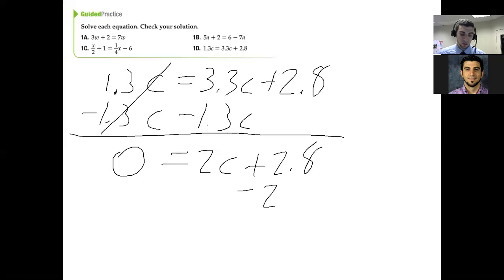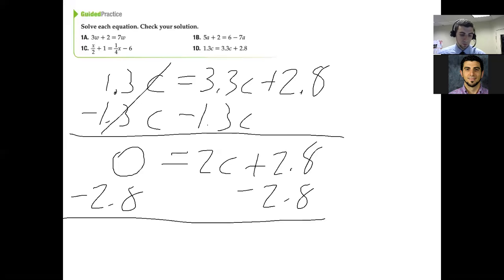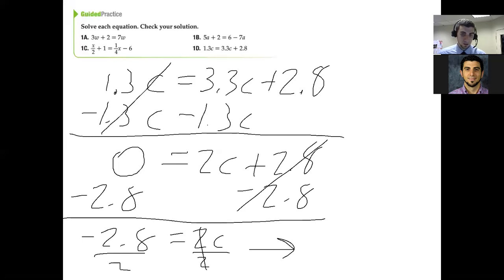Then you could subtract 2.8 from both sides. Those cancel, and you'd have -2.8 equals 2c. Divide both sides by 2. And if I write the answer over here, you would have c equals -1.4. Okay? Now let me show you the other way to do that.